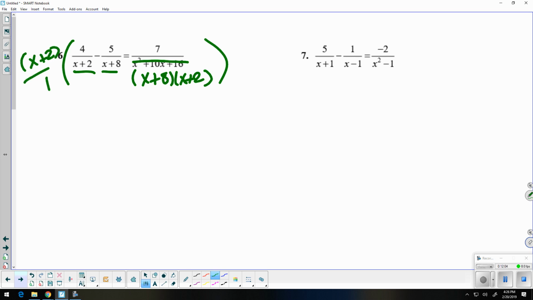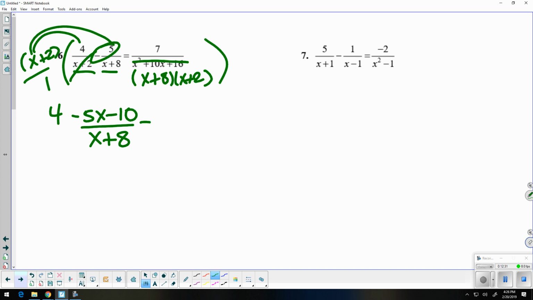All right, so when I multiply the first one, when I distribute, it cancels my denominator, I just have 4. Going over to the next one now, I'm still going to have my denominator of x plus 8, right? But I have to actually multiply on top. But beware, be careful of this part because technically that is a negative 5. So when you multiply negative 5 times x plus 2, I'm going to have minus 5x and then minus 10 on top. Okay, so now carried over to the last one, it cancels x plus 2. I have 7 over x plus 8.